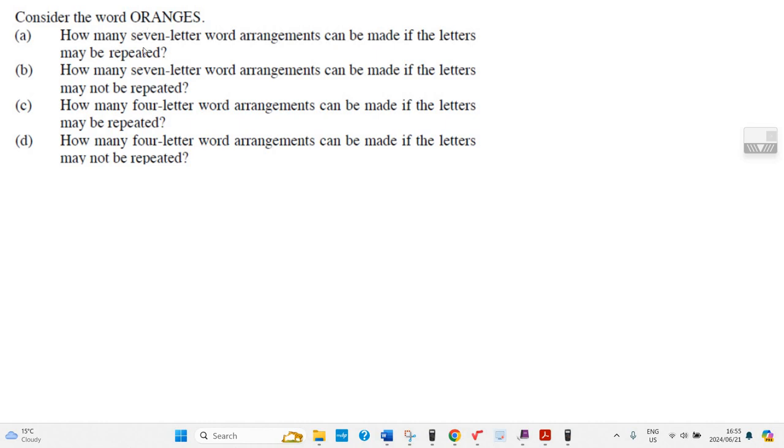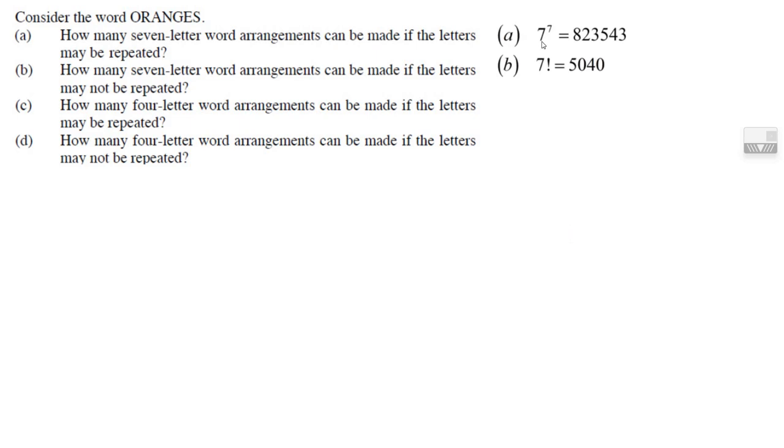It's a 7-letter word. If they can be repeated, we know it's 7 to the 7th power because you've got 7 choices and 7 boxes. 7 times 7. And the fundamental counting principle says we're supposed to multiply them together, and we get 823,543. But if you're not allowed to repeat them, it's 7 choices, 6, 5, 4, all the way down to 1. It's 5,040. How many 4-letter word arrangements can be made if it can be repeated?